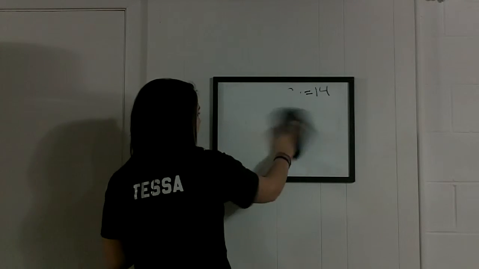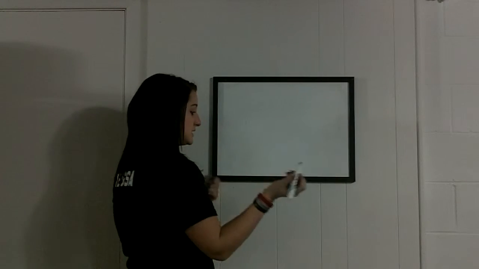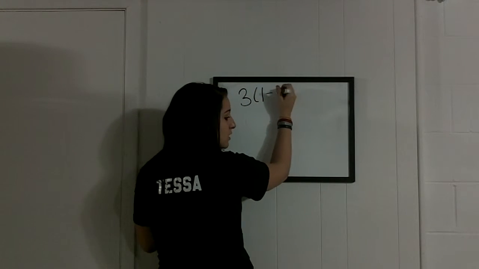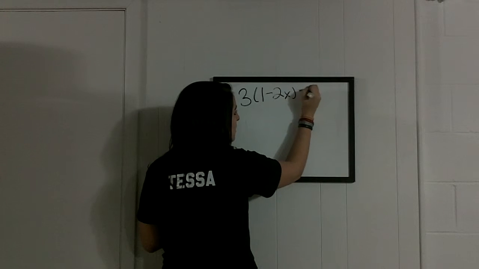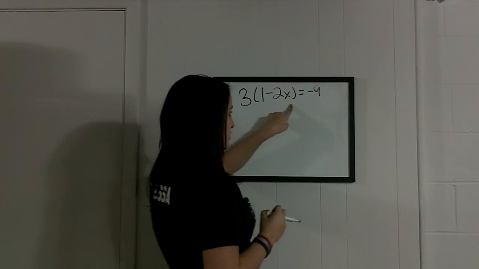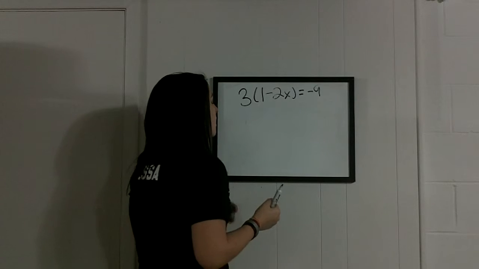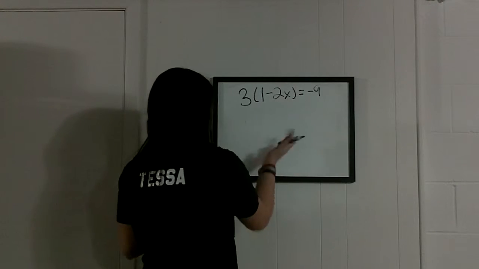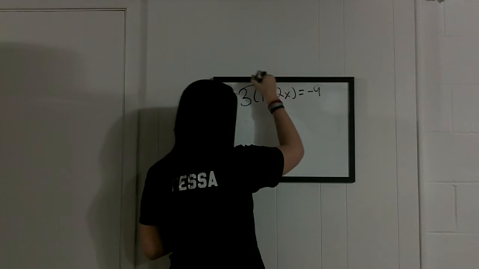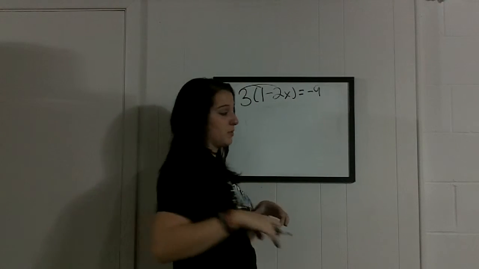And the next problem we have is just a little bit different, and it has parentheses. So it's nothing to freak out about. The next problem we have is 3 times (1 minus 2x) equals negative 9. So what you want to do is use distributive property, since there's no like terms in the equation. So you take 3, and you take the number on the outside of the parentheses and multiply it by both of the numbers on the inside of the parentheses.